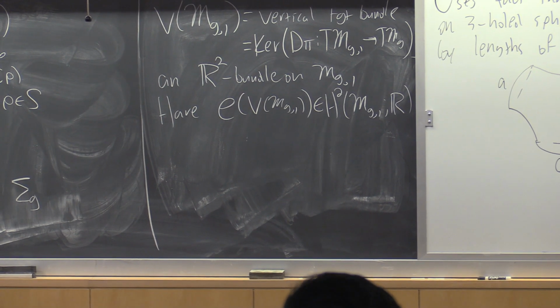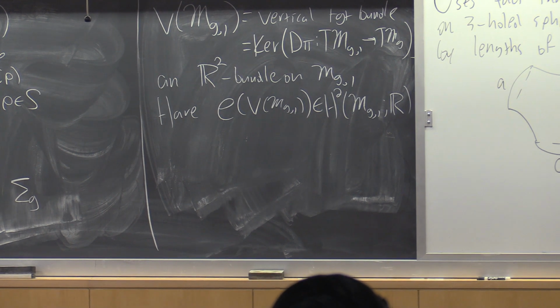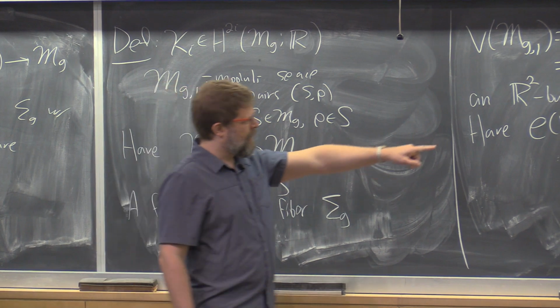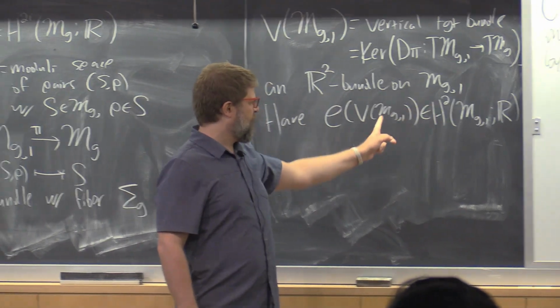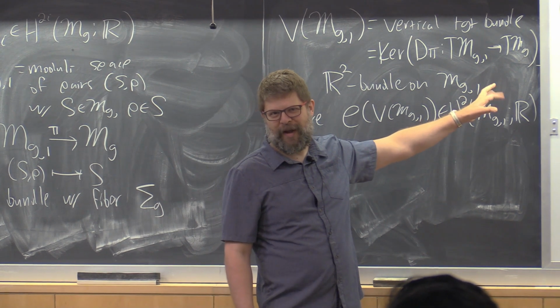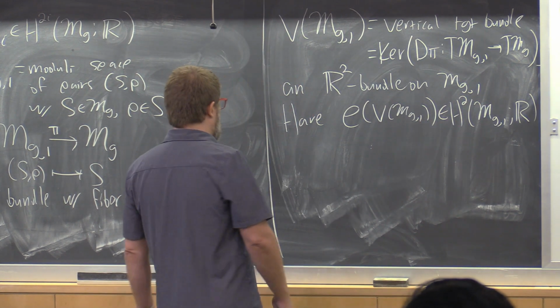And so now I really want classes. I want a class that lies in degree 2i of Mg. I can get classes in higher degrees here by just taking powers of the Euler class. But those are cohomology classes in the wrong space, right?